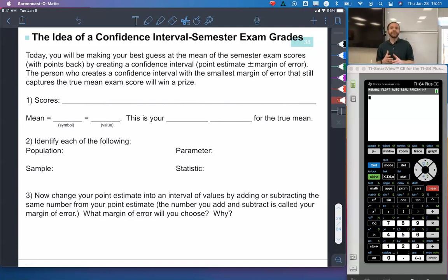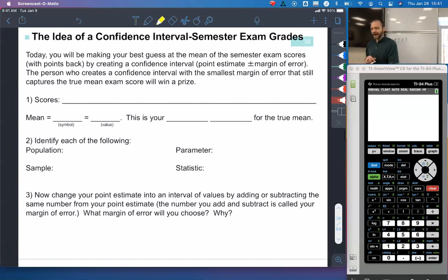So what we have here is we are going to take our best guess at the mean of the semester exam score. So think about that. Based off what we just did on the previous slide, if I want to guess the true mean of the semester exam scores, what am I going to use as my point estimator? Don't worry, it's also with points back, so we're okay.